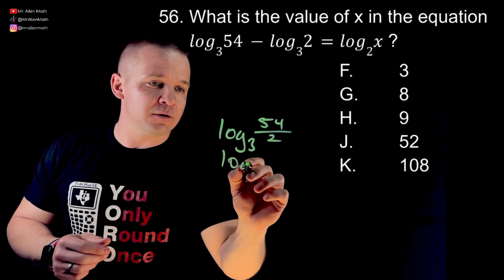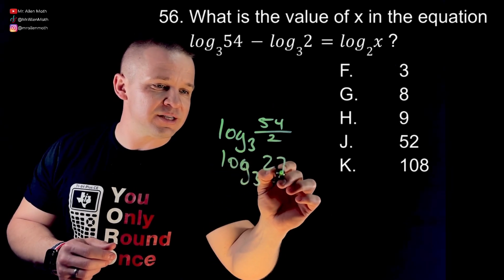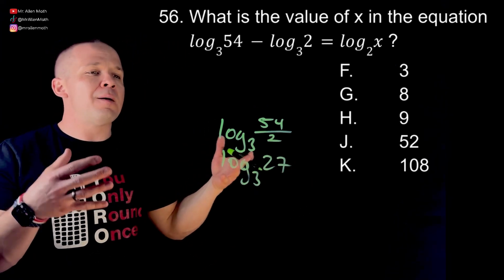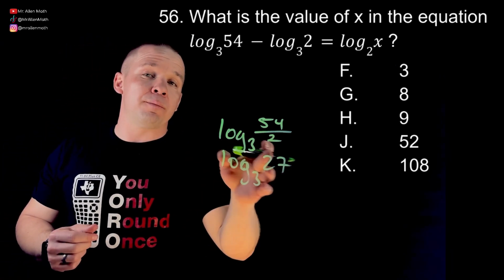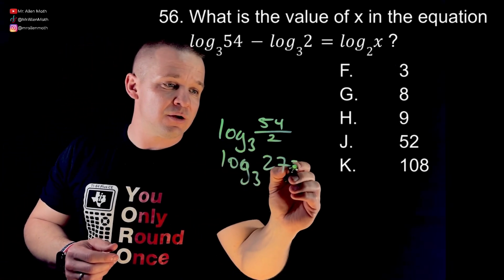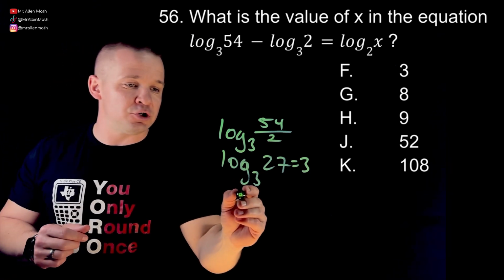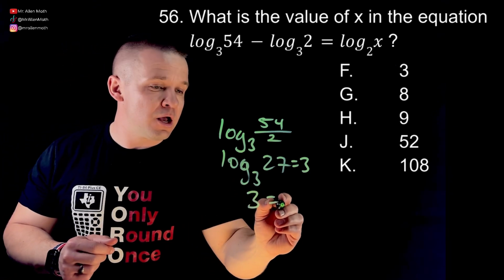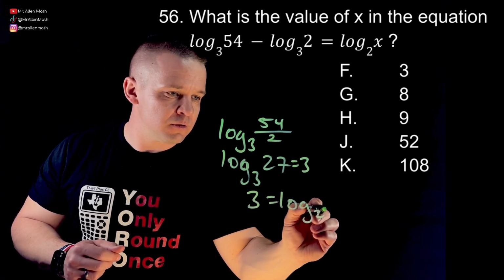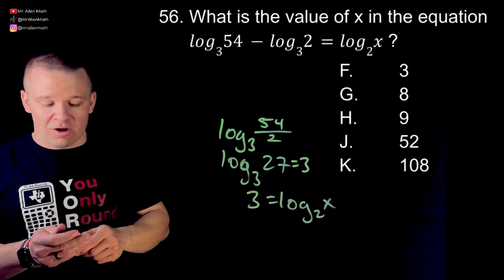So I have log base 3 of 27. And if you're able to evaluate some logs by hand in your brain, 3 to what power gives me 27? This is just 3. So now I have the situation 3 equals log base 2 of x. Can we solve that?